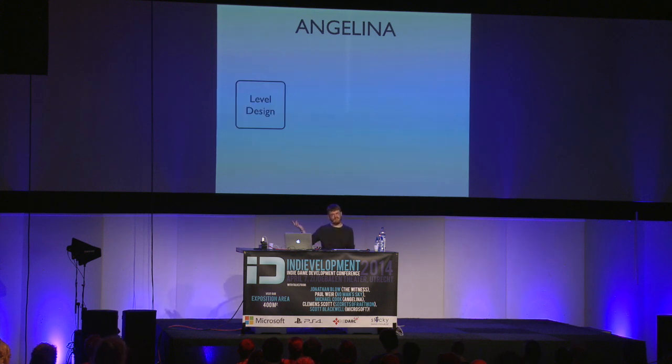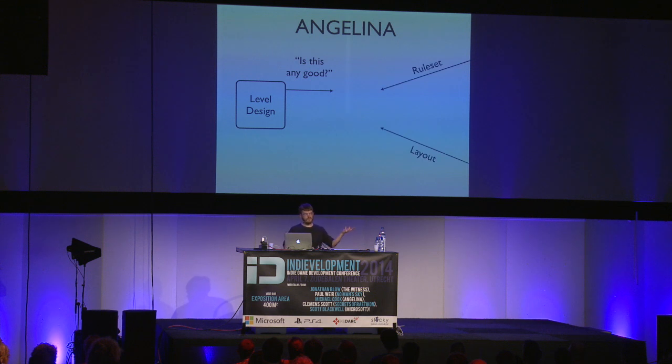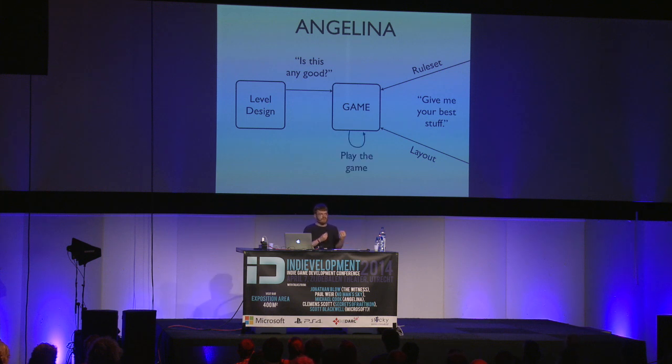And I just want to give you the obligatory diagram about how this kind of system works, because it's going to play into what I'm going to mention in a minute. So Angelina has lots of different components in it. There's a level design component, for instance. And when this level designer produces something and it wants to know if it's any good, it calls on all the other parts of Angelina and says, just give me your best examples of a rule set and a layout and a theme, and then I'm going to mix this together into a temporary game and I'm going to play it.